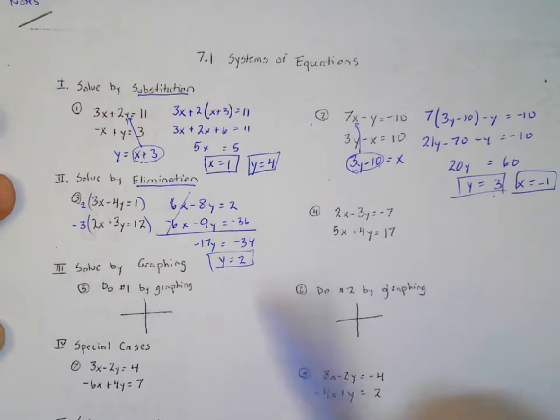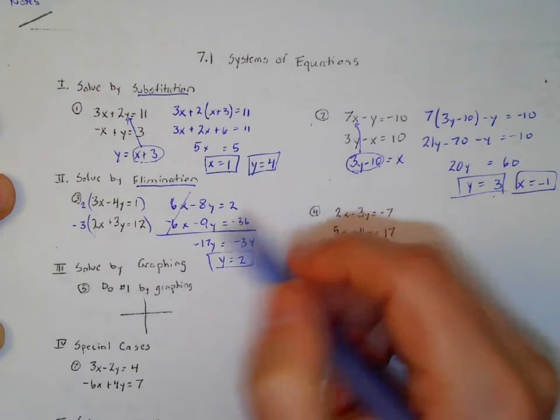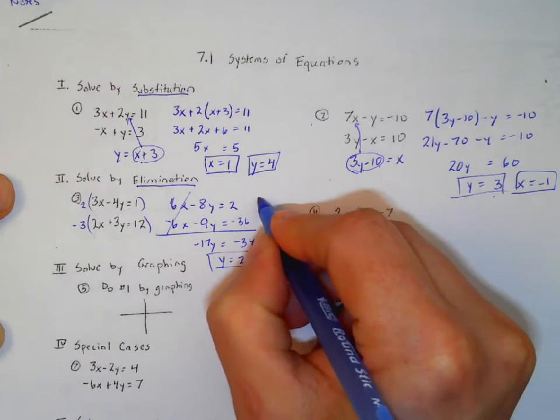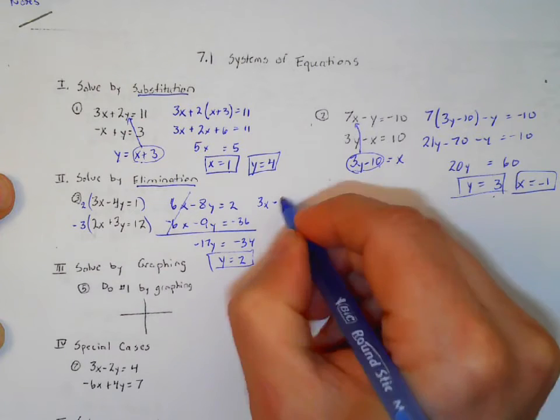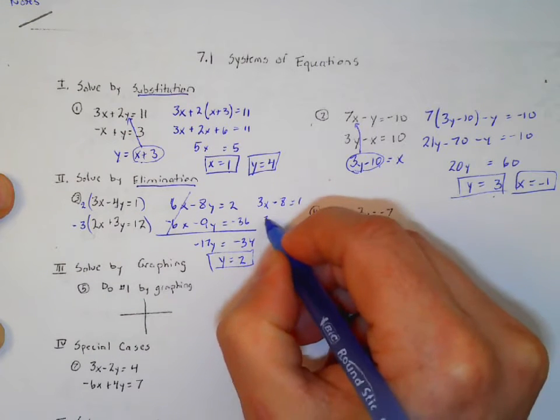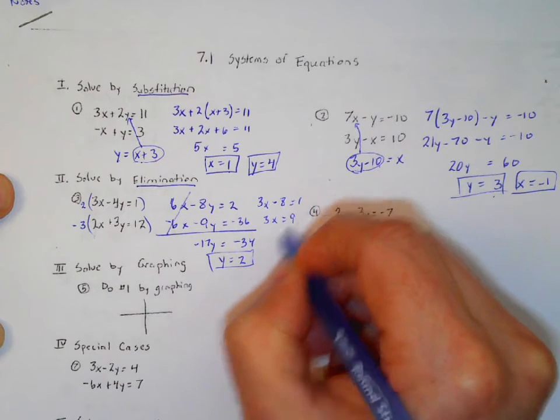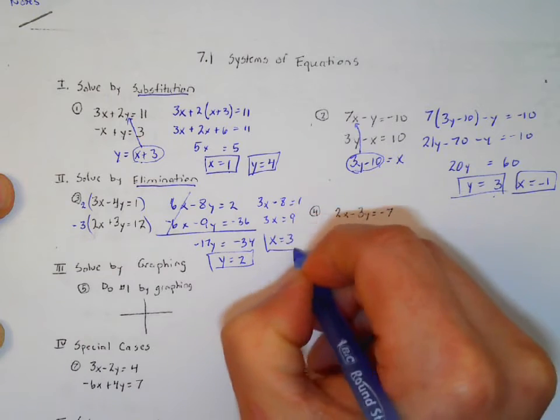To find the other variable, I have to take that and plug it in. You can take either one. I'll just take the top one. So it'd be 3x minus 4 times 2 is 8 equals 1. Add the 8 over is 9, so I get x equals 3.